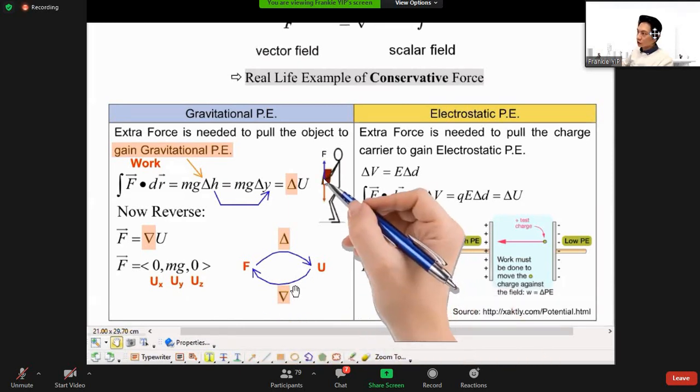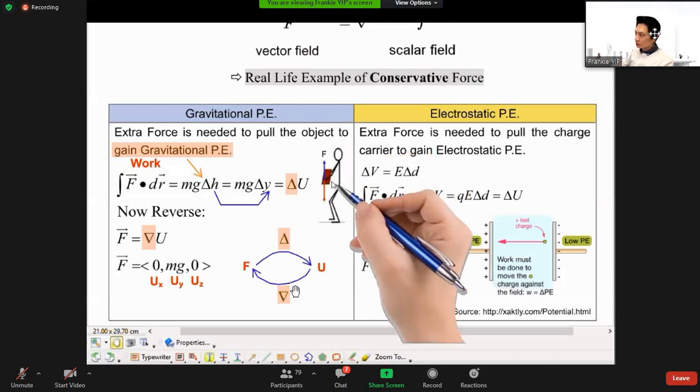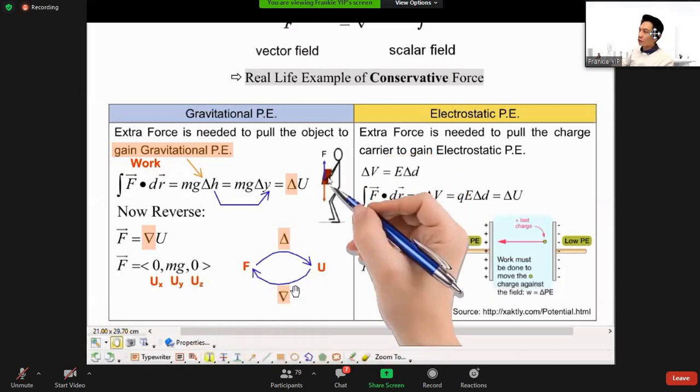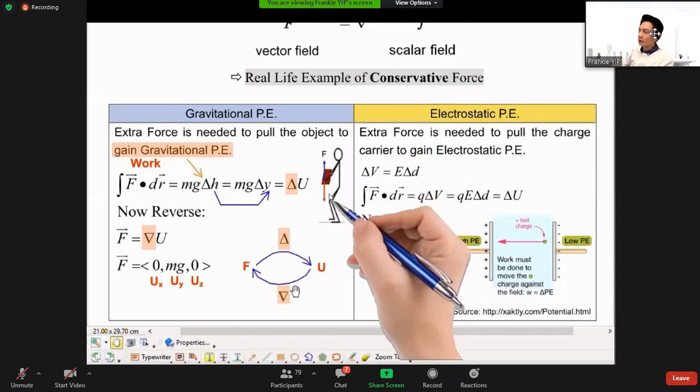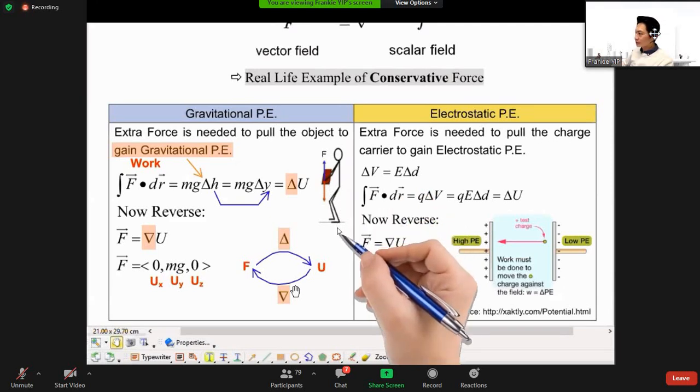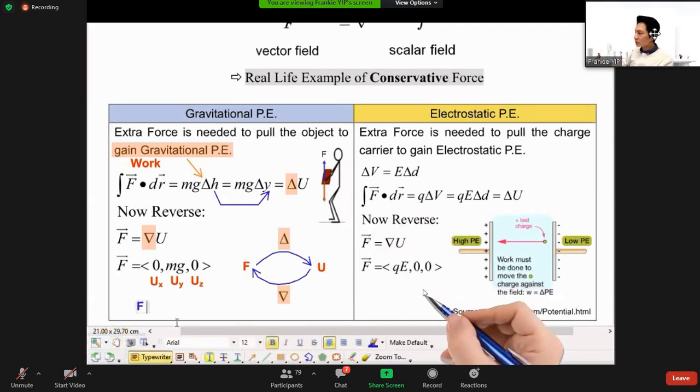That means the force pulling upward equals the weight, mg equals the weight of the material over here. Got it? This is one of the applications.